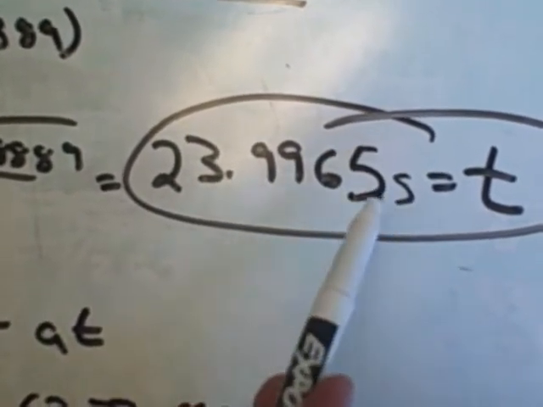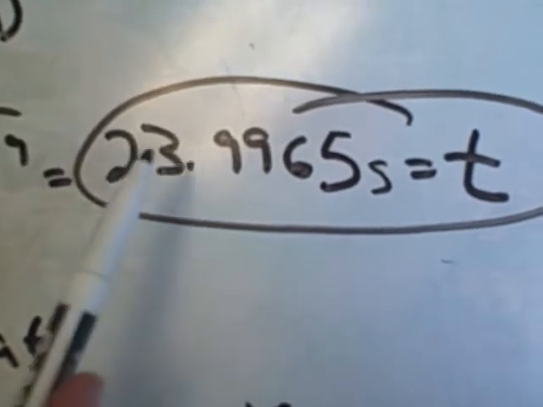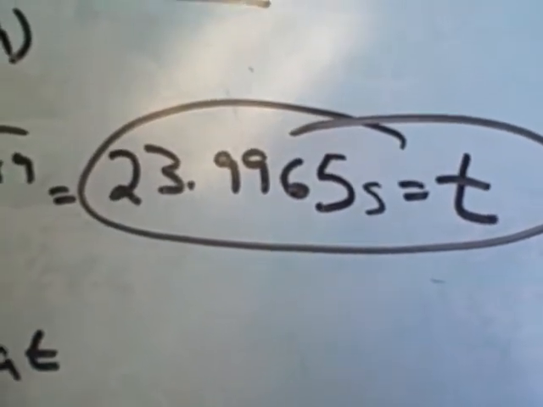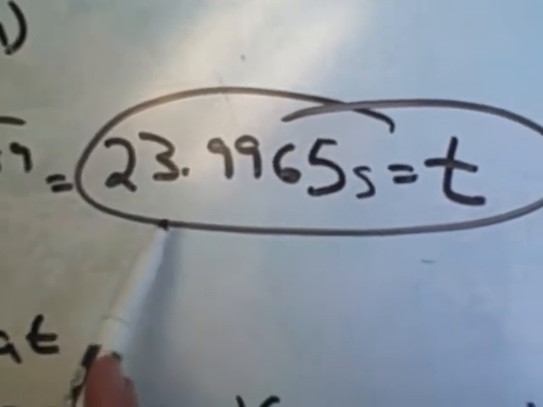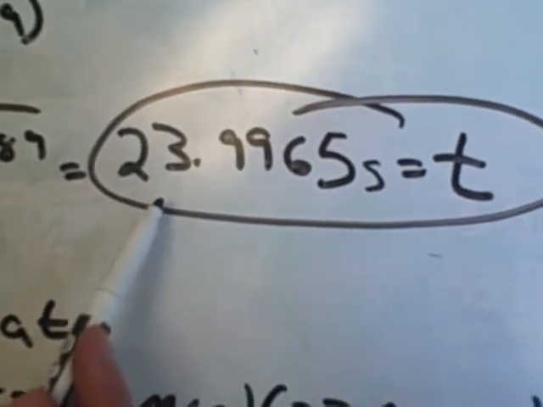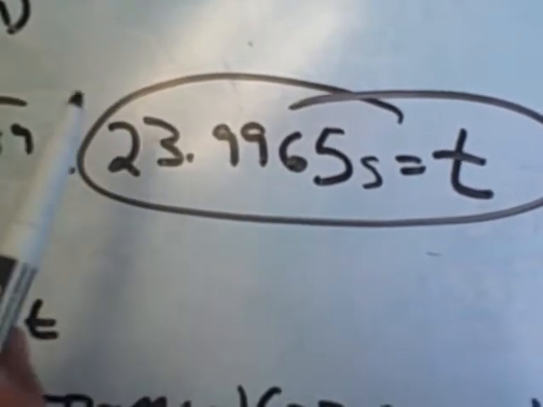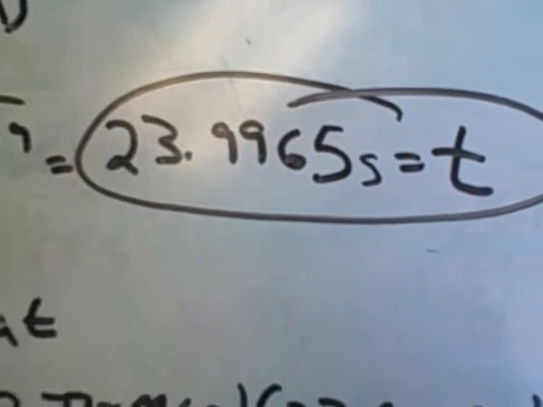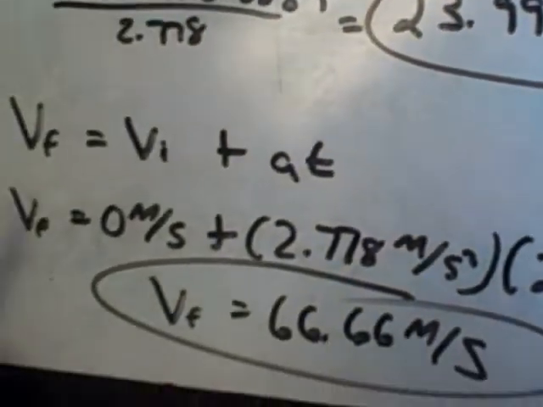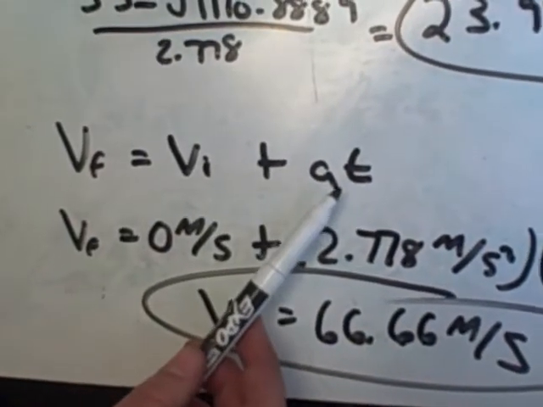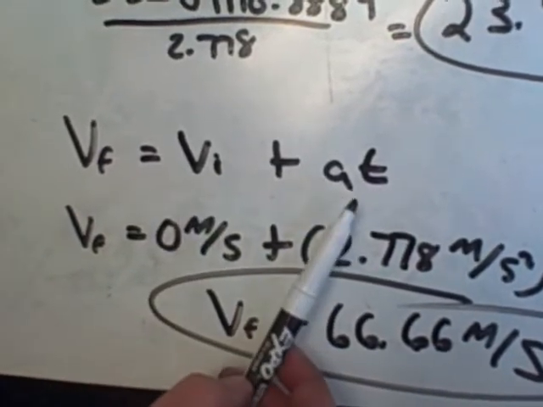23.9965 seconds, which is your time. So that's how long it will take the police officer to reach the speeder. And since you know that, you can find out how fast the police officer will be traveling at this time by using the formula VF equals VI plus AT, because you know all of these values now.